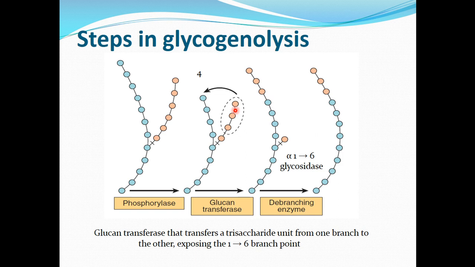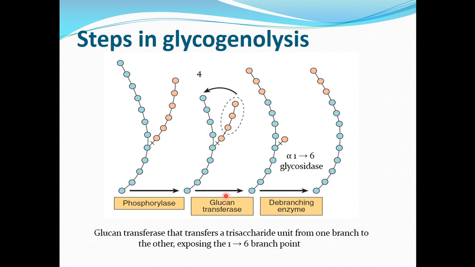As we have already discussed, the terminal glucosyl residues from the outermost chains of the glycogen molecules are removed sequentially until approximately 4 glucose residues remain on either side of alpha 1,6. Now see this, here also there are 4, and here also 4.